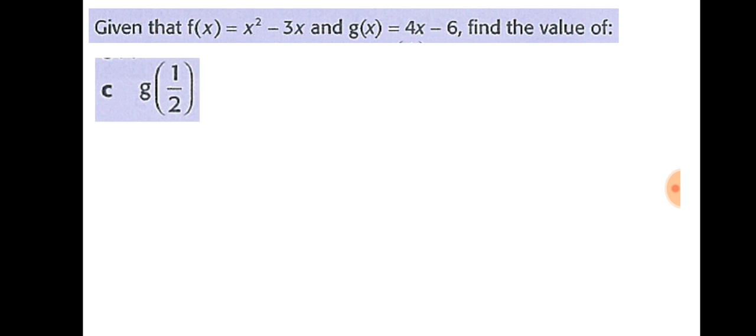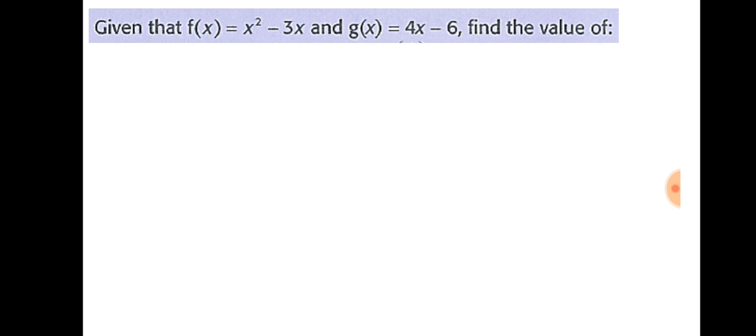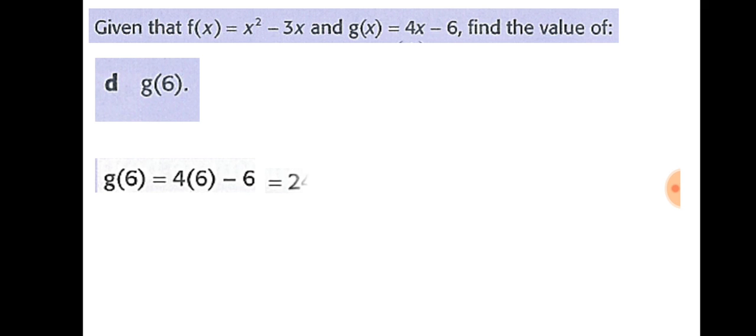G of half. So here we need to take x equal to half and substitute the value of x in function g of x. So 4 times half minus 6. If we simplify, we get minus 4. To find g of 6, we need to take x as 6 and substitute in the function g of x. 4 times 6 minus 6 is equal to 18.